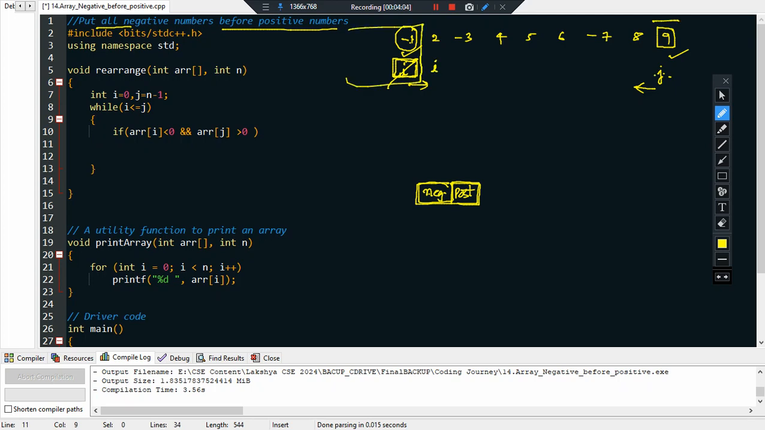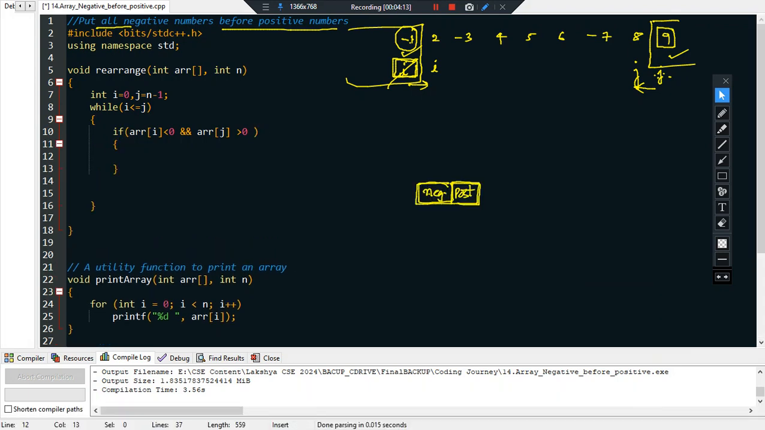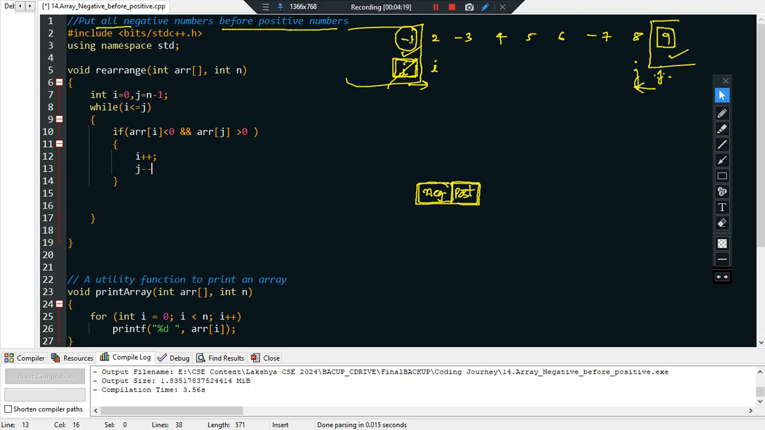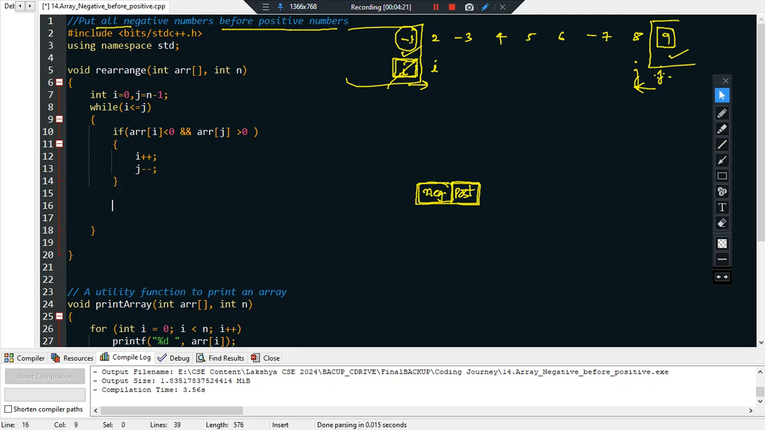I have confirmed that this particular element is also in the correct position, so I will move towards the right, j will move towards the left, right? So basically what should I do? I should say if this is the condition, that is if i is negative and j is positive, then just move i towards the next and j towards the left. That's it. Okay, what is the other condition that I can come across?